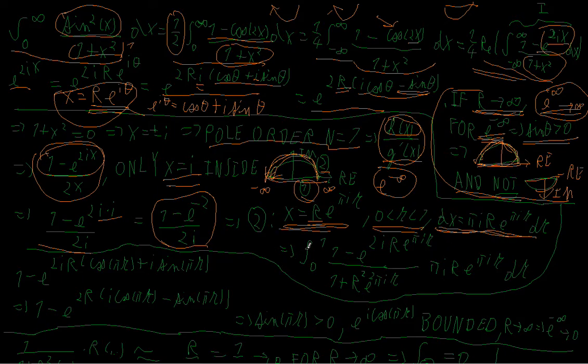So now we can plug in everything. We get the integral from 0 to 1 of 1 minus e to the 2i r e to the pi i t. Here we have our dx, which is now pi i r times e to the pi i t dt. That is that part above. And in the denominator, we just replace x with r times e to the pi i t. So we get 1 plus r squared e to the 2 pi i t.